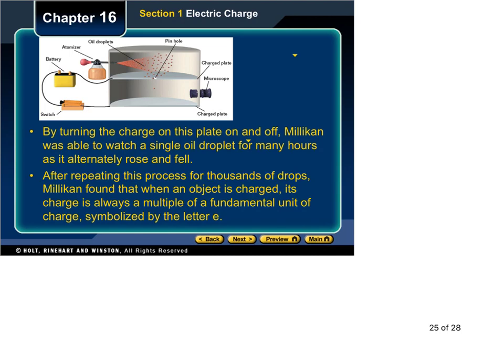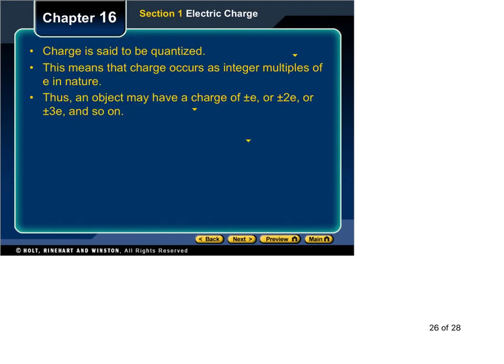After a lot of observations, turning the charged plate off and on, he watched oil droplets for many hours. They rose and fell, and he did this for thousands of drops. He found that when this object was charged, its charge was always a multiple of a fundamental unit of charge, symbolized by the letter e. So we say charge is quantized. Charge occurs as integral multiples of e in nature, which means we have plus or minus e, plus or minus 2e, plus or minus 3e. Very key information here.